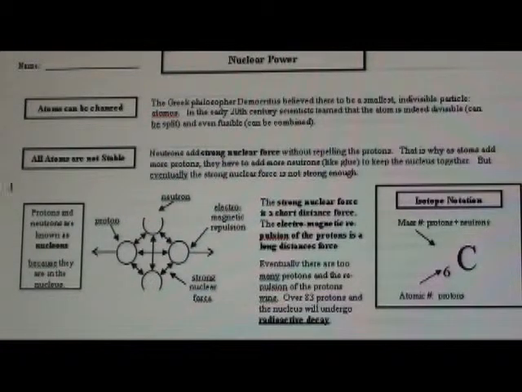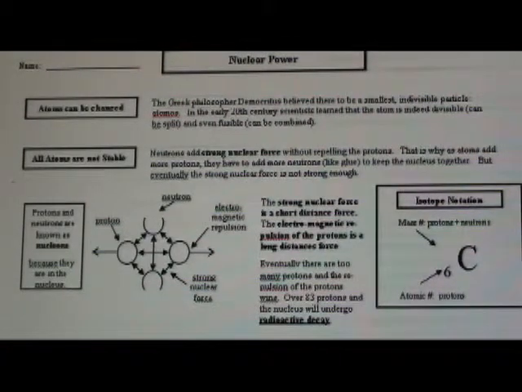But not all atoms are stable. If you remember from our earliest physical science, in the center of the atom we have protons and neutrons. Neutrons add a strong nuclear force without repelling the protons. Protons have a positive charge, neutrons have a neutral charge, so they don't repel. So when an atom adds more protons, as we move down the periodic table, it has to add more neutrons, kind of like glue, keeping the whole nucleus together.